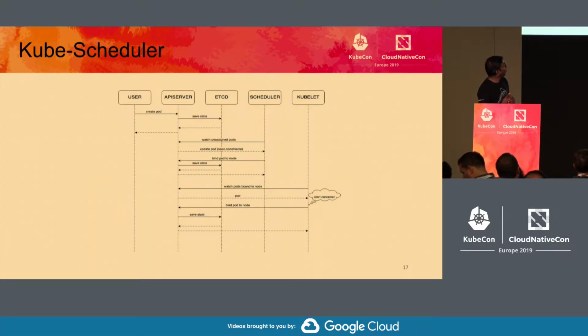This is just a flow of how pods get scheduled in Kubernetes. When users create a pod, they send a request to the API server, which then saves state onto etcd. The scheduler watches for unassigned pods and then tries to find a node for the corresponding pod, and then binds the pod to a node, and the state is saved back onto etcd. The kubelet then picks up the pod, sets up the container network stack, and then runs the pod for you.